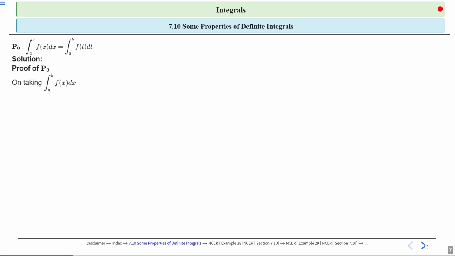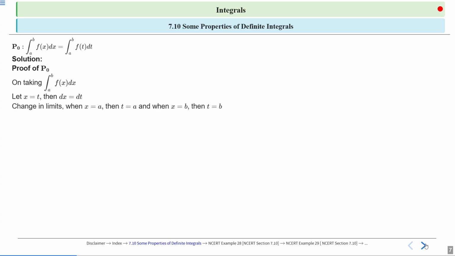So we can prove it. On taking the integral from a to b of f(x) dx, let x be equal to t, then dx is equal to dt. We apply the substitution method to prove this result. So we see if we take another variable in place of x, we take it as t. So dx is equal to, directly differentiating, dx is equal to dt.